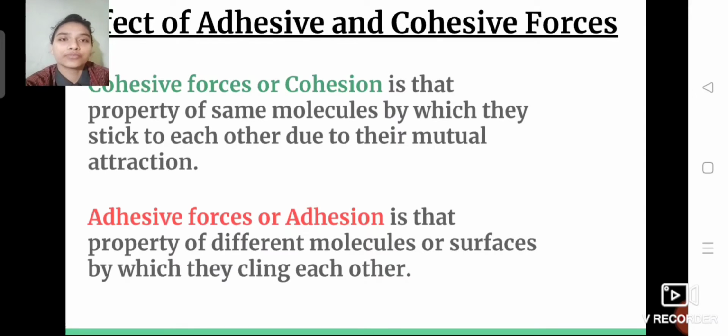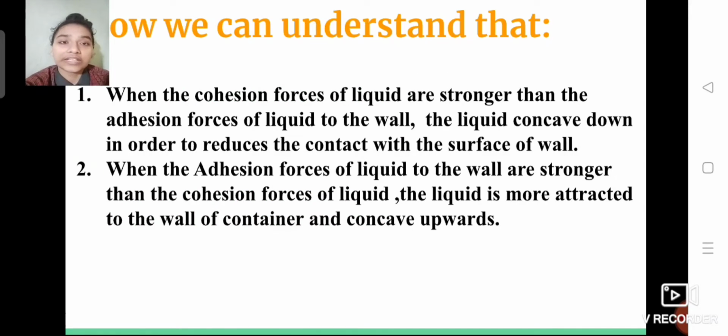as adhesive forces. Now we can understand that when the cohesive forces of the liquid are much stronger than the adhesive forces, then the liquid would curve downwards, and when the adhesive forces of the liquid are stronger than the cohesive forces, then the liquid would curve in the upward direction.